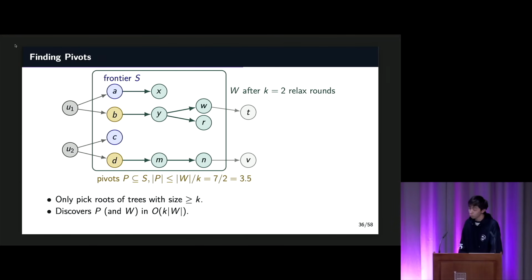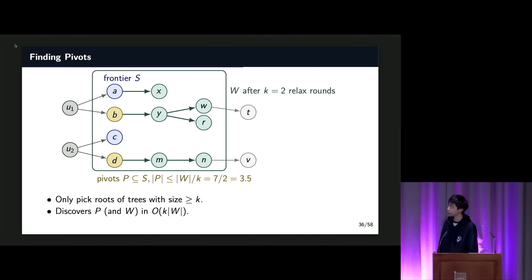Now, why is this set of pivots guaranteed to be small? Well, because if you think about it, we're looking at a collection of trees. And every vertex in this set W belongs to exactly one tree. And one tree has exactly one root. So the number of trees that have size at least k is at most 1 over k times the size of W. And if we pick those roots, we would obtain the desired set of pivots that we want.